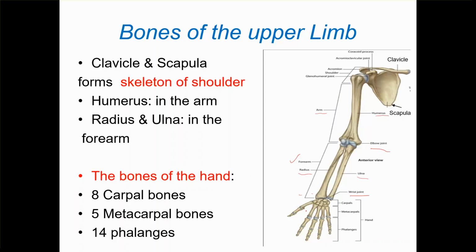The bones of the hand, from proximal to distal, are carpals, metacarpals and phalanges. How many of them? There are 8 carpal bones, there are 5 metacarpal bones and there are 14 phalanges.